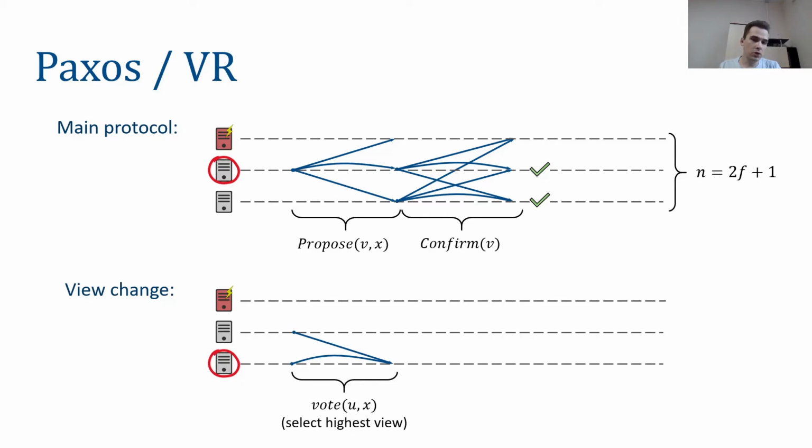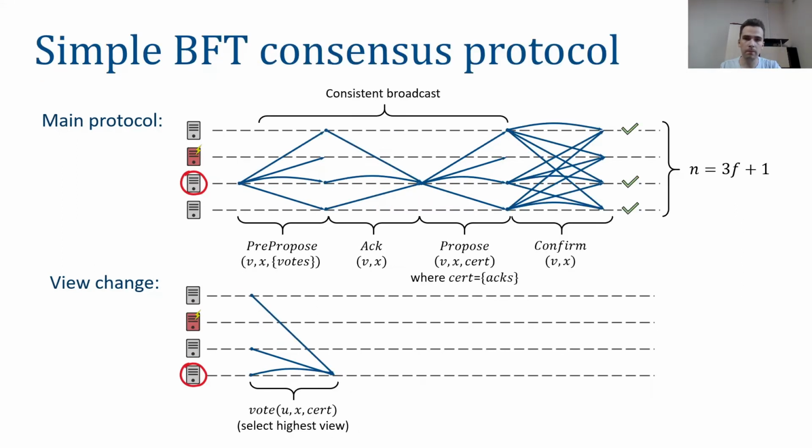In the view change, all processes vote by sending the last proposed message that they have received to the new leader. The leader then simply chooses the value with the highest view number. The correctness of this protocol relies on the fact that only one value can be proposed in a given view. Let us now build a simple Byzantine fault-tolerant consensus protocol. We will do so simply by enforcing the correct behavior and emulating the crash fault-tolerant solution.